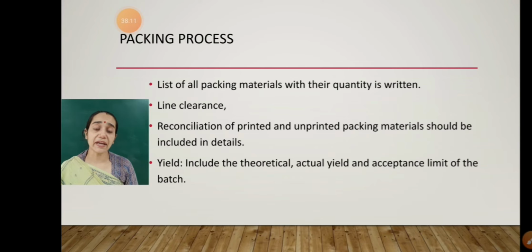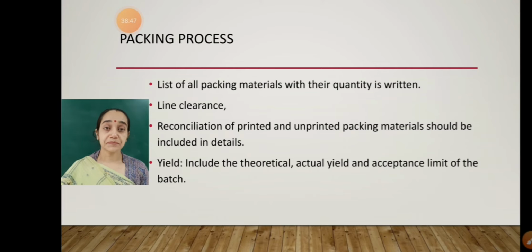As well as after packaging, the yield, meaning what is the theoretical yield, actual yield and acceptance limit of the batch. For example, if we are preparing a batch and I have done the mixing, weighing and all this, and I am willing to make 100 tablets, then this is the theoretical approach. Now for actual yield, I have obtained only 80 tablets. Now the acceptance limit of the batch: for example, if the acceptance limit is that about 90 tablets should be there, then obviously the yield of the batch is not acceptable.